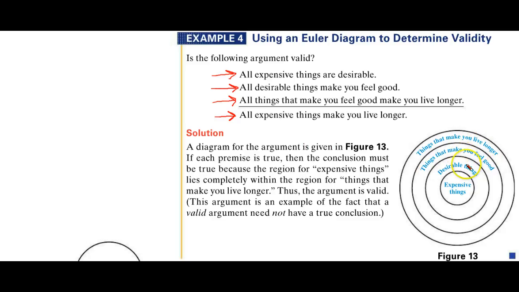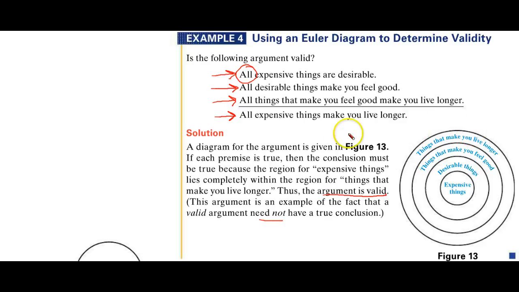Now, as you set up your Euler diagram, you see that expensive things lie in the center. So using the logic, we say the argument is valid, but the conclusions that you make out of this may not be true. So, for instance, alcohol may make you feel good, drugs may make you feel good, but they definitely don't make you live longer. So, again, using the quantifier all, you may get a good argument, but it may not be true.